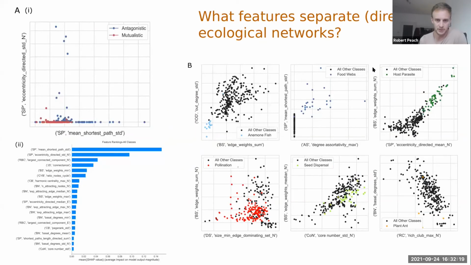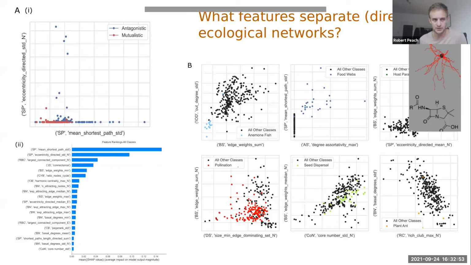Again, ecological networks, just showing that it works on directed networks as well. So you can extract information from directed networks and differentiate between them. You can tell the difference between an agonistic and mutualistic graph, and even tell the difference between different types of ecological networks, so ones that are pollination, seed dispersal, food webs, and so on and so forth. So I won't go much more into the interpretation of that.